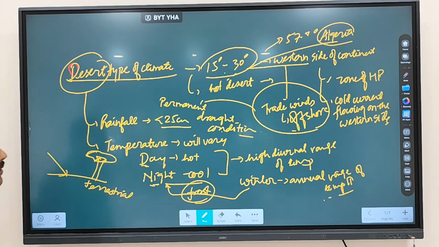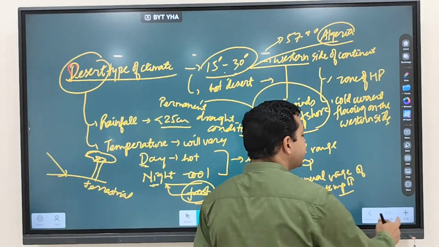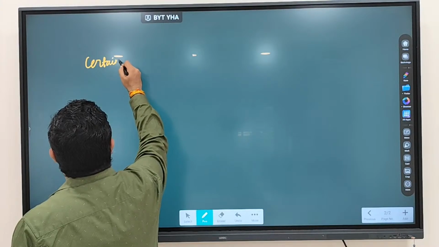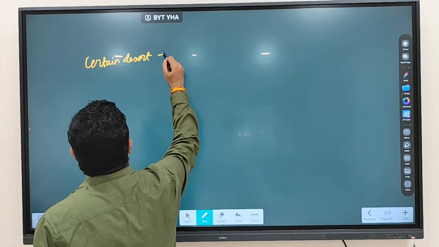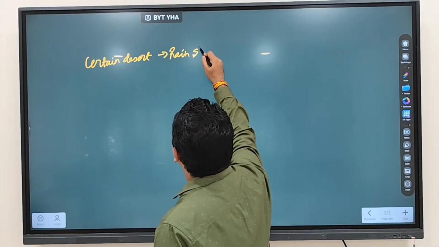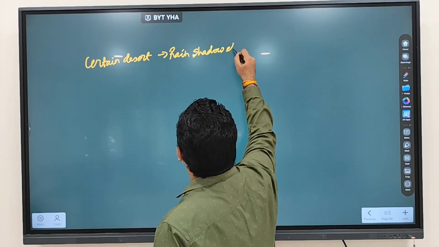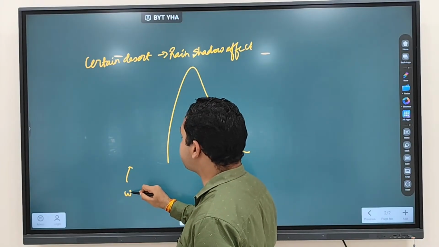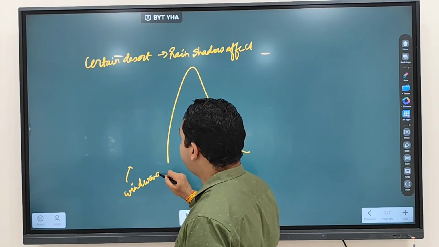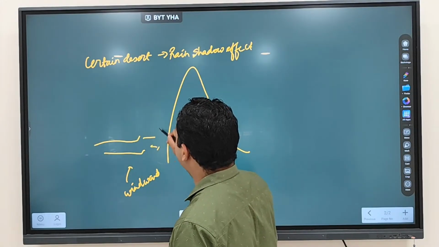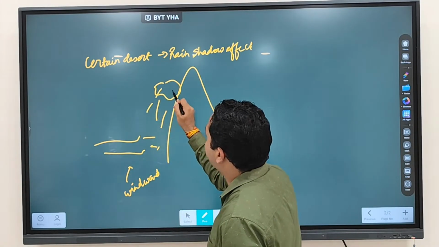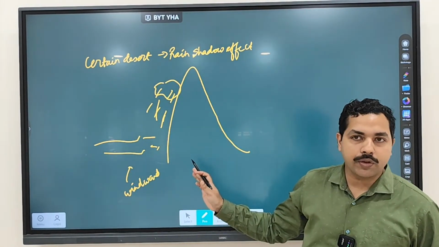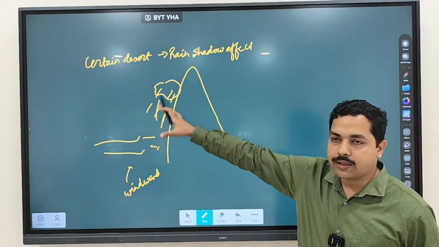Now there are certain deserts which can be created due to rain shadow effect. What is rain shadow effect? Generally in mountain region, remember we discussed this side is called the windward side, where rainfall will happen. Remember orographic rainfall. Wind is coming from this particular side, lifting and creating rainfall.